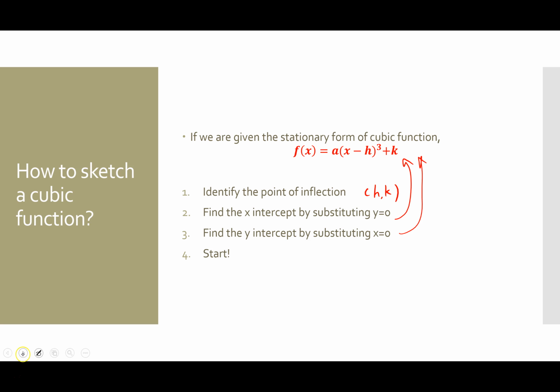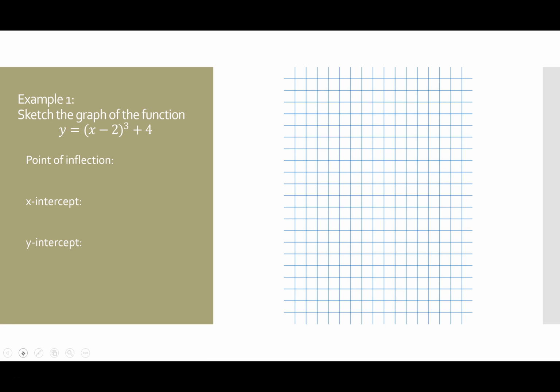So now let's have a look at an example. The example asks you to sketch the graph of the function y = (x - 2) cubed + 4. First, find the point of inflection. It's easy to tell, so it's going to be (2, 4) in this case.